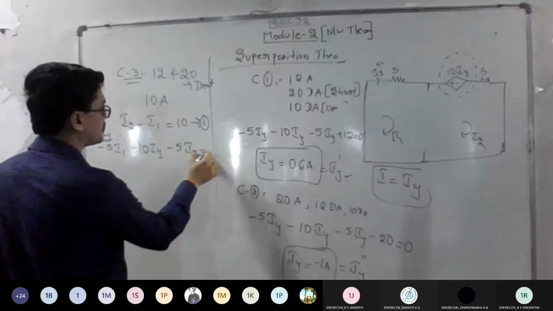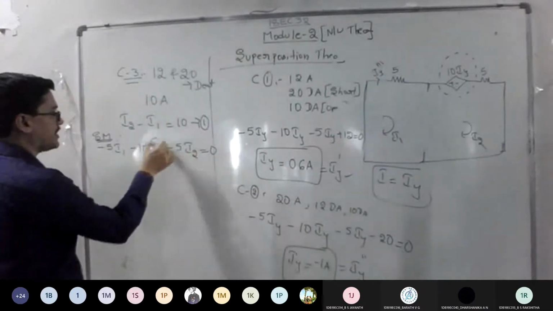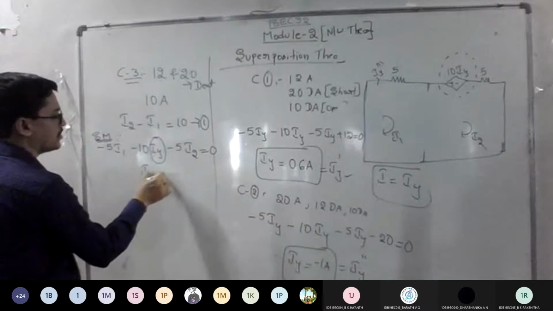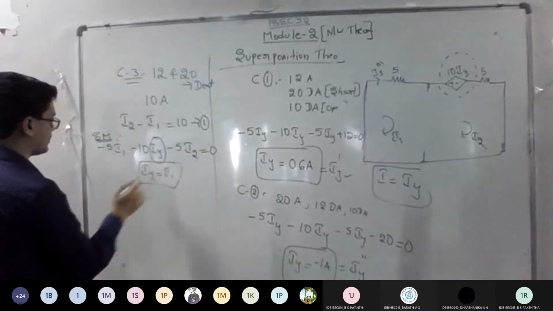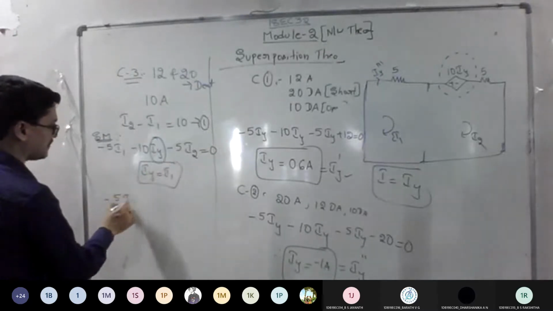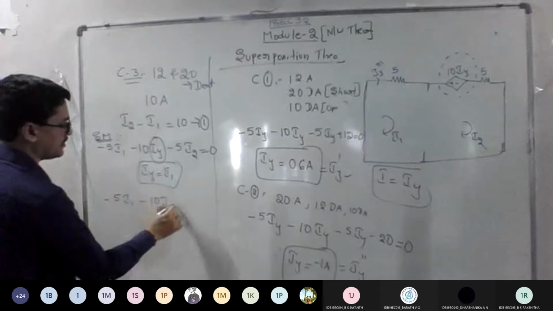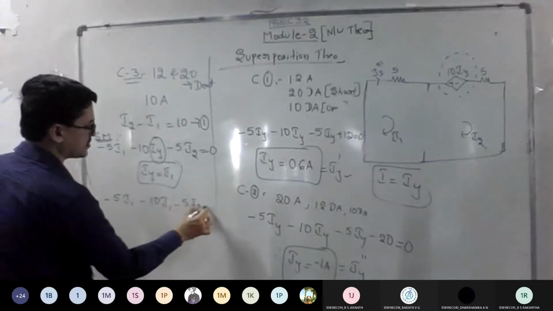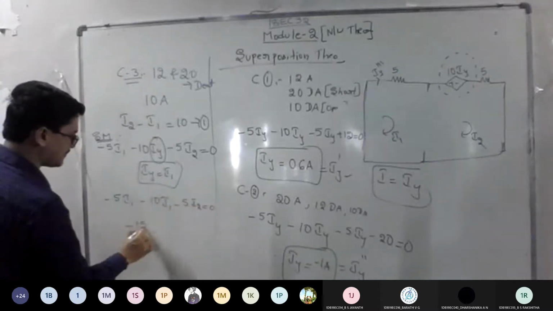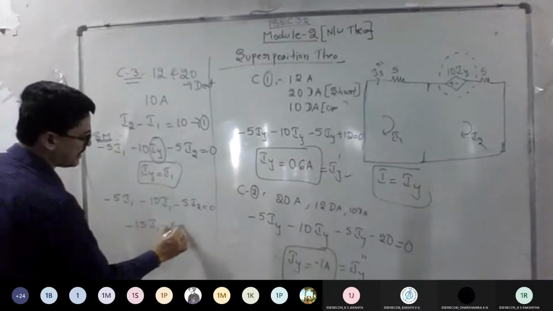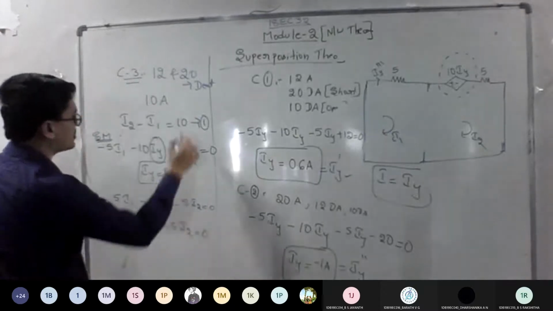So no current source is equal to 0. But we know that what is Iy? Iy is equal to I1. So substitute this. That becomes minus 5 I1 minus 10 I1 minus 5 I2 equal to 0. So this tells minus 15 I1 minus 5 I2 equal to 0. So solve these two equations.